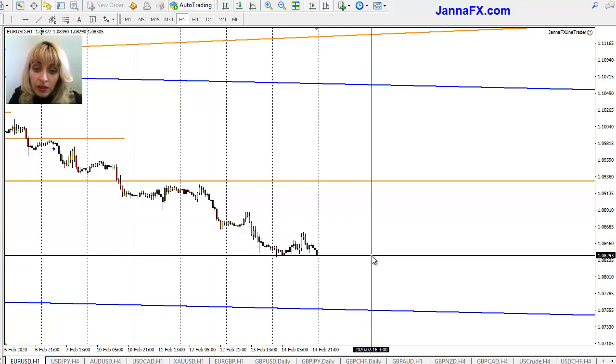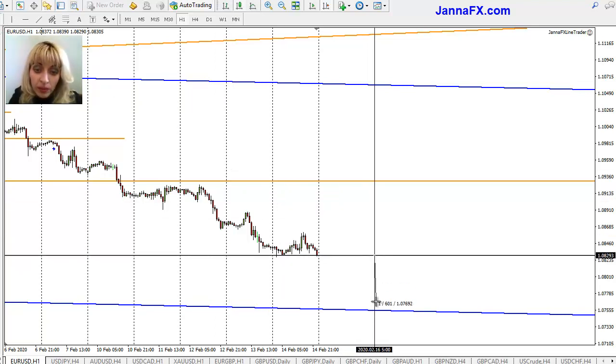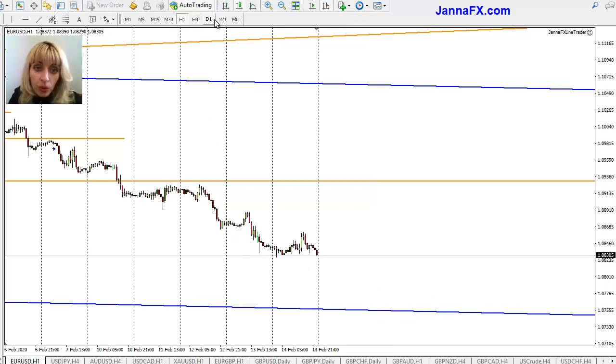So from here to the next level, it's quite a good distance. This is where I will be looking to place my orders. You see, there are another like 70 pips to go down. Now I want to show you a bit bigger time frame.